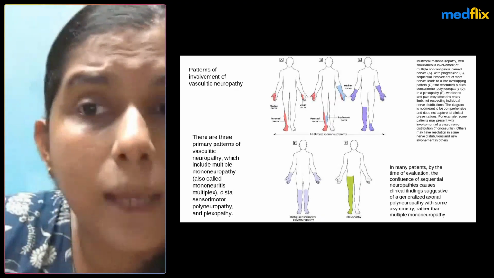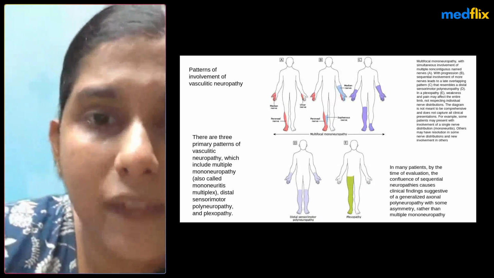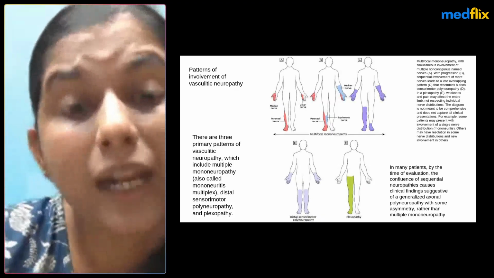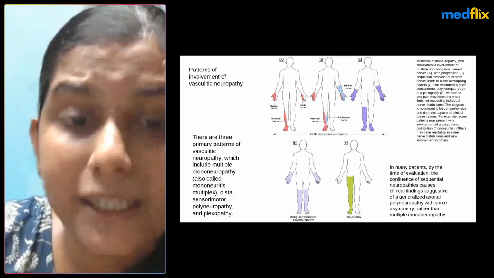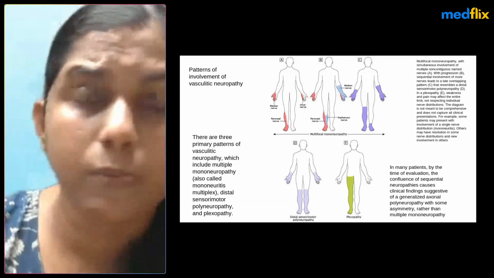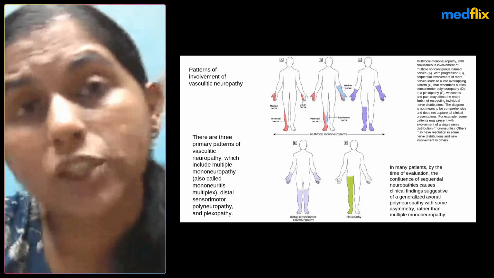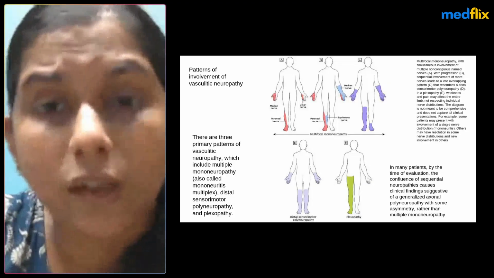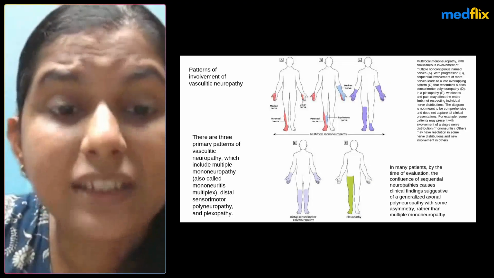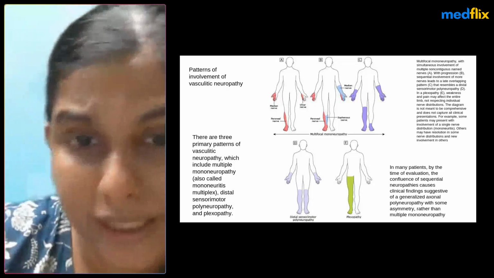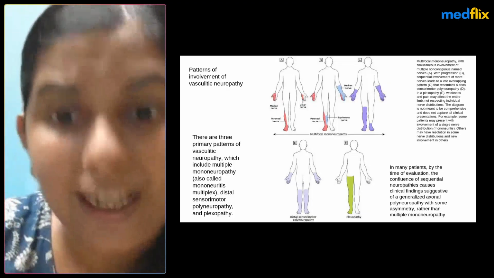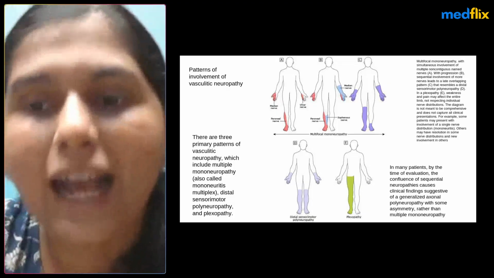So when we talk about the patterns of involvement in vasculitic neuropathy, we have three primary patterns. And this is the multiple mononeuropathy, which is also the mononeuritis multiplex. And this is sequential involvement of non-contiguous nerves. And then we have the distal sensorimotor polyneuropathy, which is again the length-dependent pattern. And then we have the plexopathy as well.